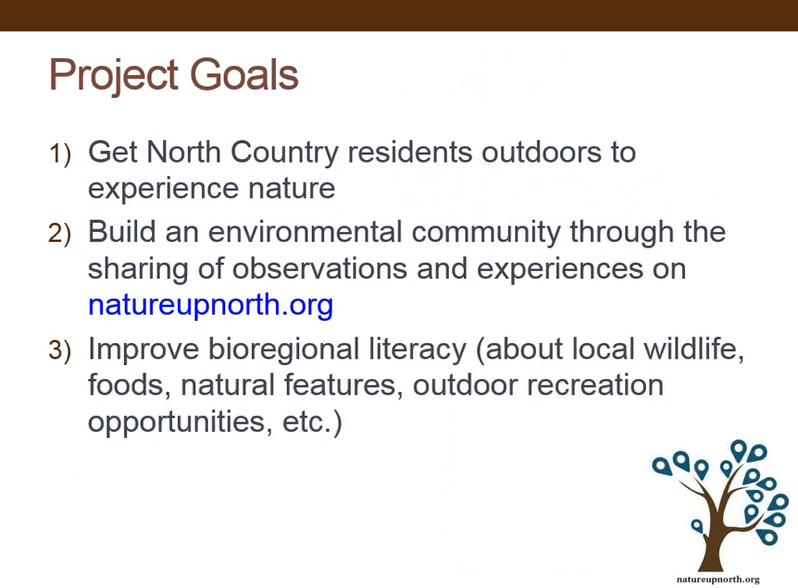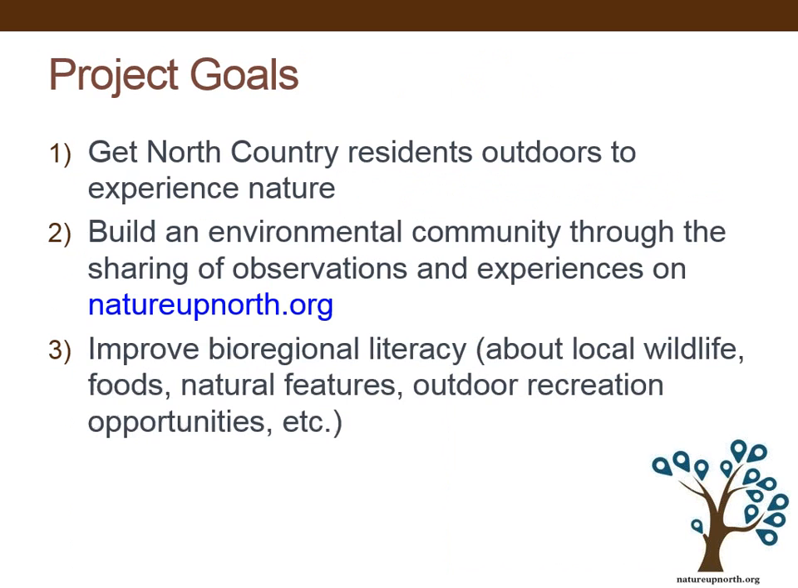but by bioregional literacy I mean understanding and awareness about the place that you live, and not just about the natural features that are there or the recreation opportunities or the underlying geology or what species of plant to put in your garden at what time of year, but also how the natural resources in your area interact with the economic opportunities in your area.